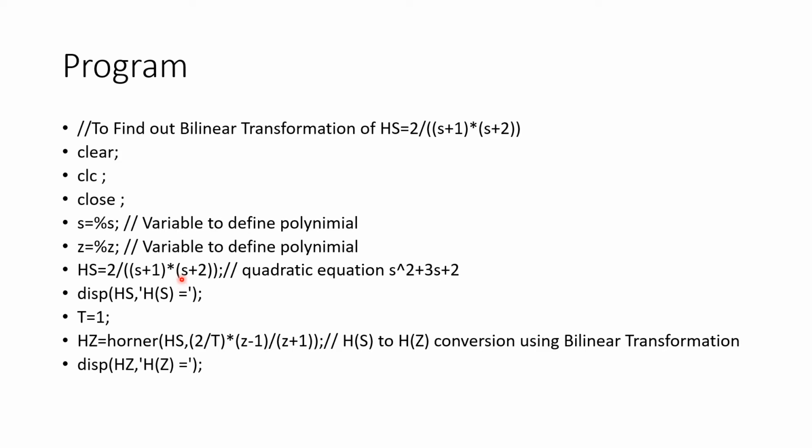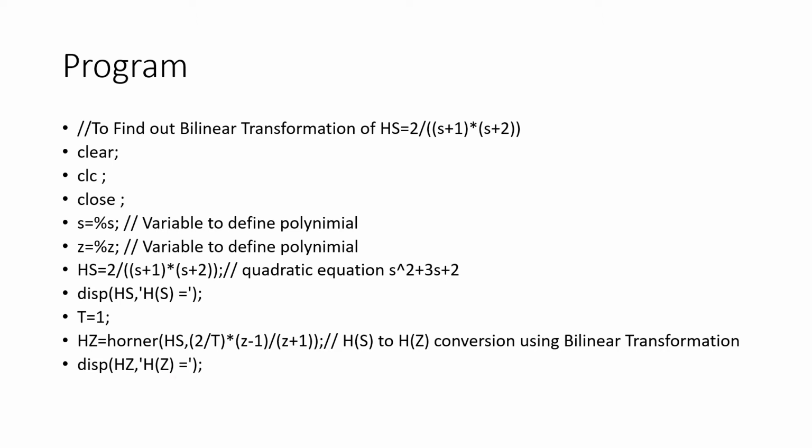So this is basically a quadratic equation of the form s square plus 3s plus 2, which is factorized here as (s plus 1)(s plus 2). You can replace these two brackets by the complete polynomial. We will display h of s, then we take the sampling time as T equals 1 second. Now horner is the command used for the conversion of h of s to h of z in Scilab cloud. And finally we will get h of z.